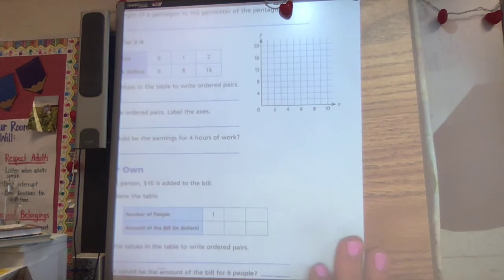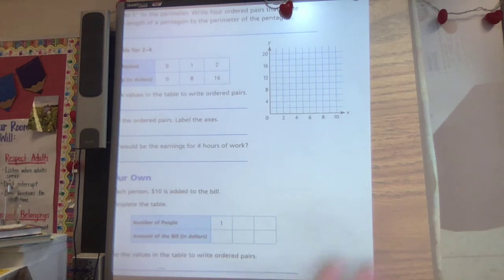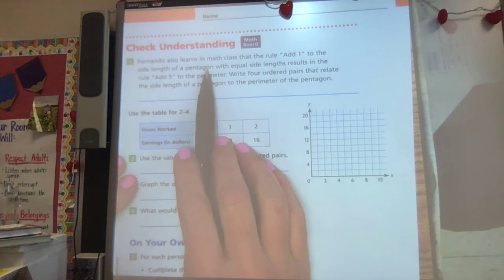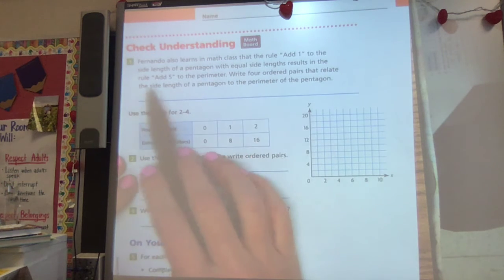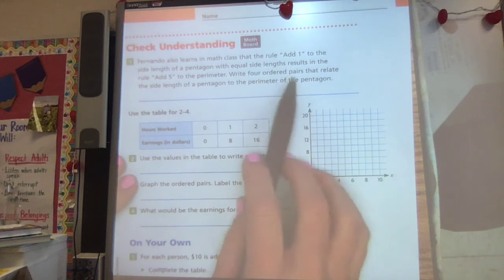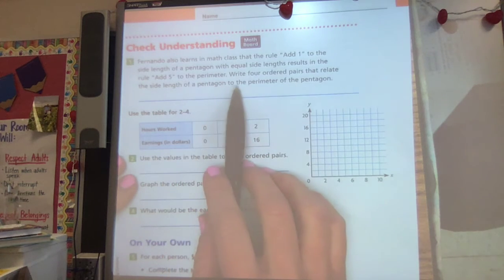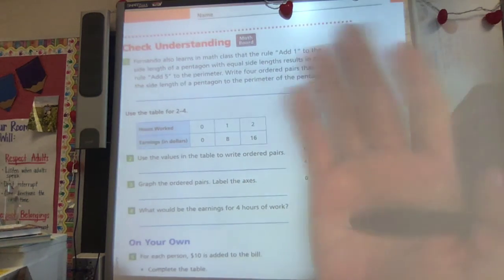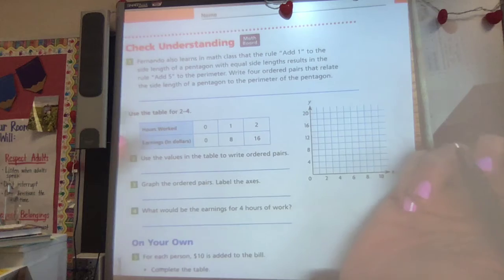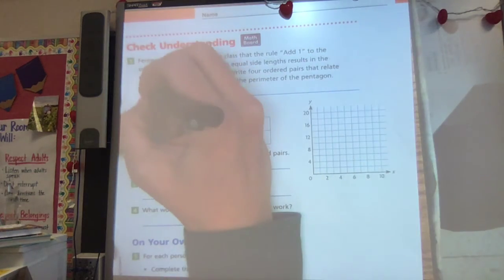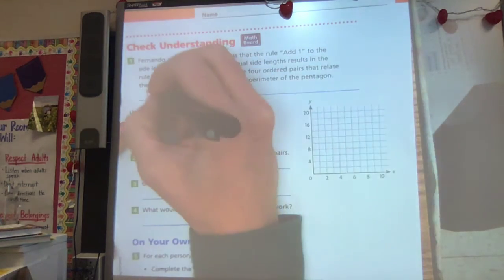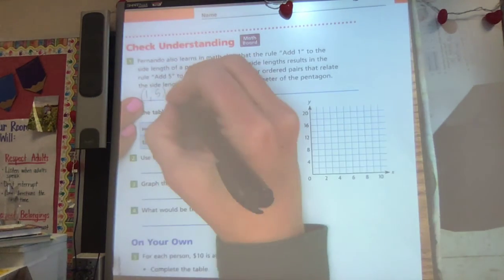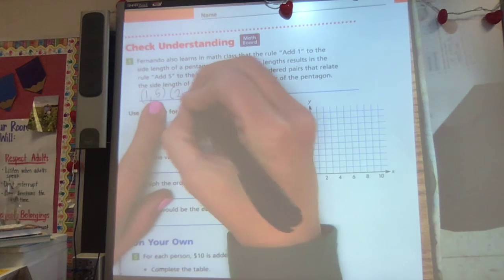Fernando also learns in math class that the rule add 1 to the side length of a pentagon with equal side lengths results in the rule add 5 to the perimeter. Write 4 ordered pairs that relate the side length of a pentagon to the perimeter. So you're writing these. They're not telling you what to write. So let's start with 1 and 5 because we add 1, we add 5. Then our next one, let's add 1 to this. That'd be 2. Add 5 to this. That'd be 10.